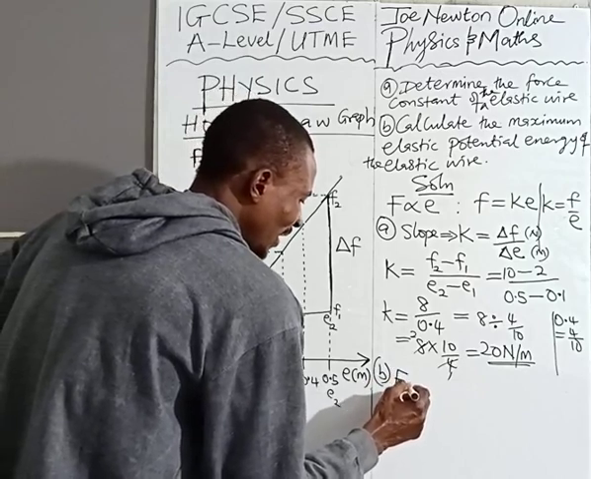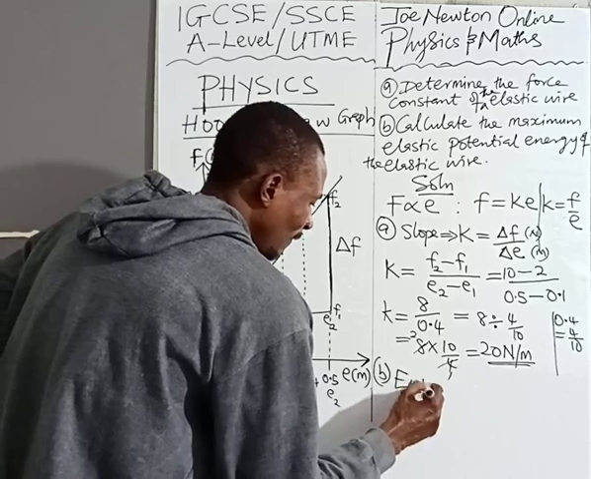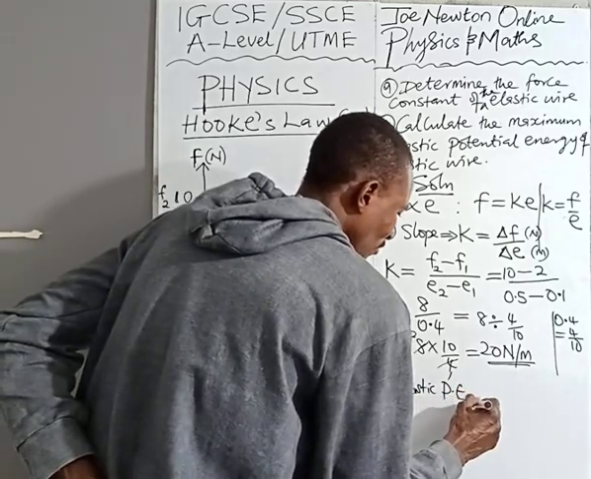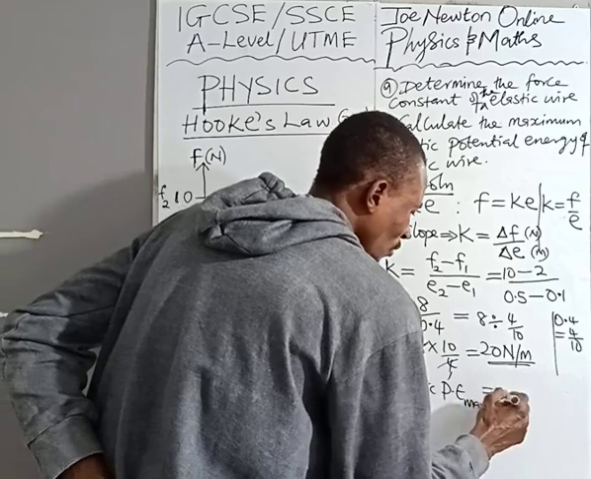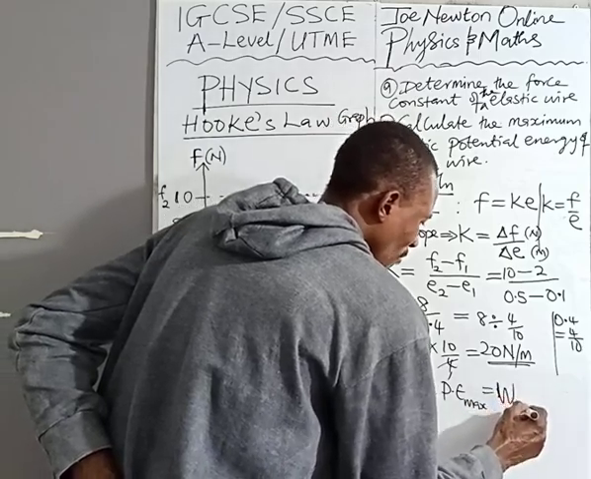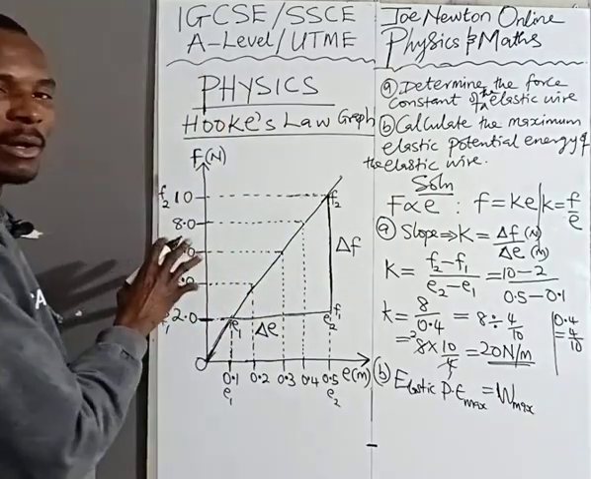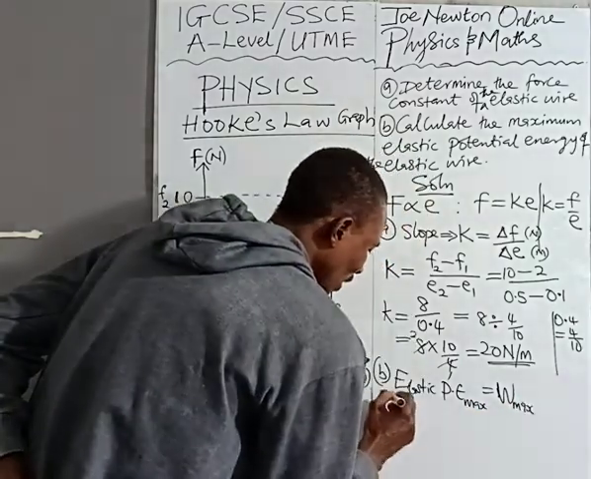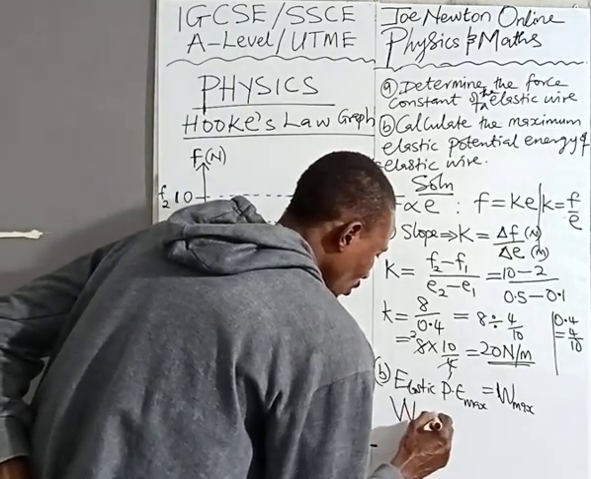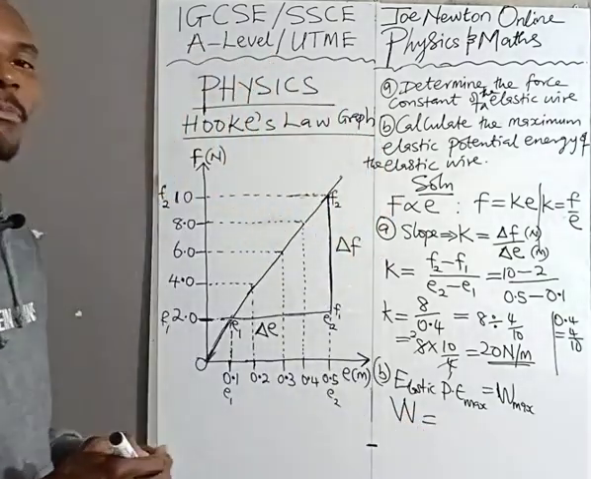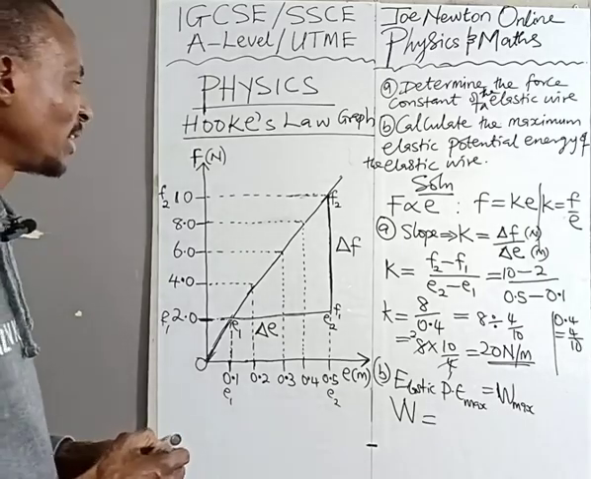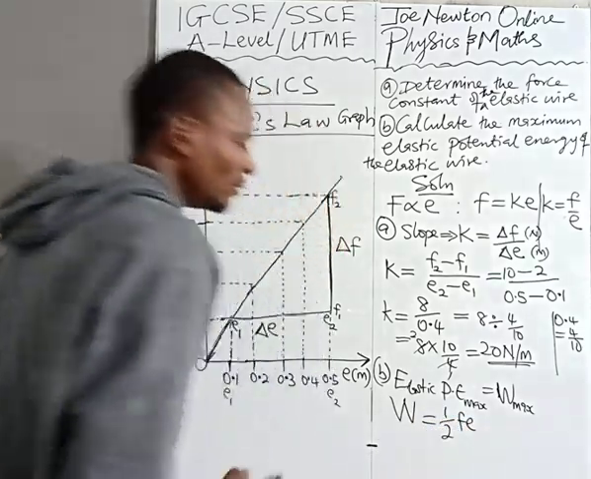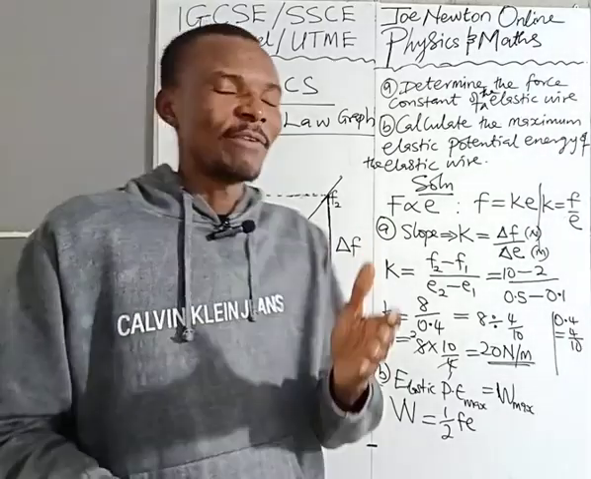Let me call it elastic potential energy maximum from this graph is equal to work maximum of this force here. It will be equal to the work done, or the maximum elastic potential energy there, will be equal to 1 over 2 Fe. That's the formula. 1 over 2 Fe.